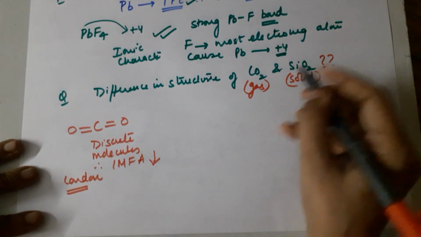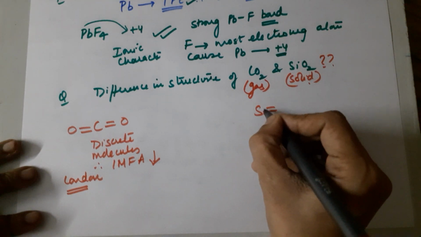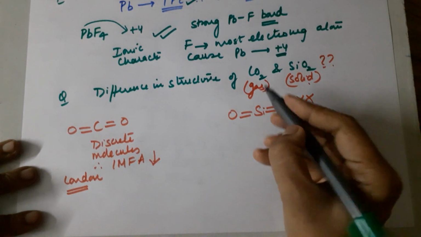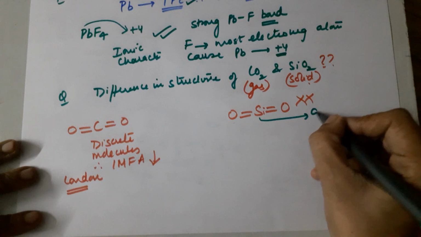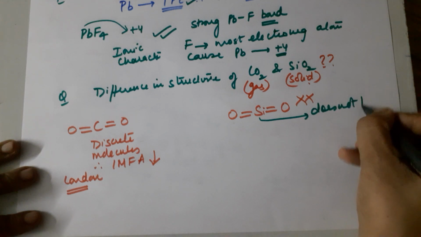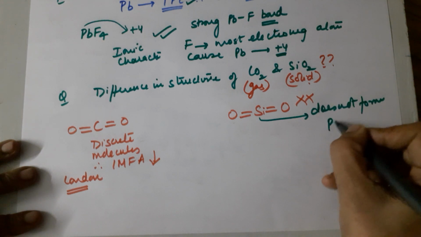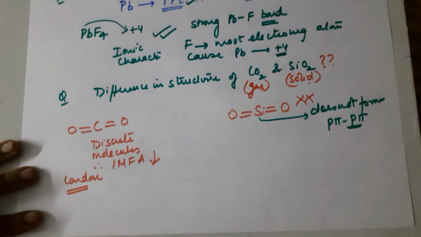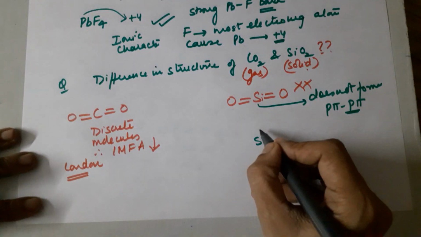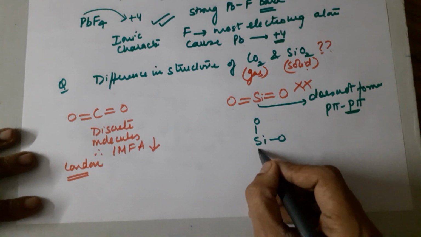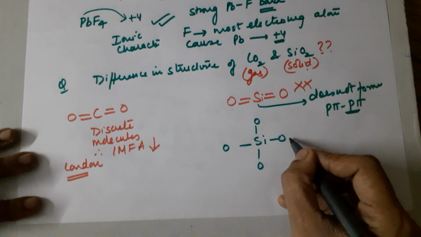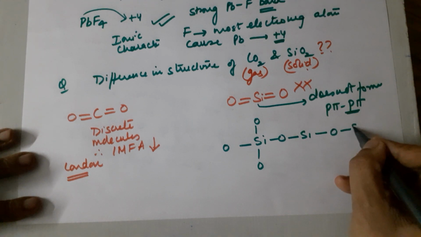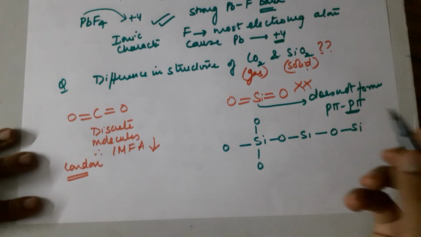When we talk about SiO2, SiO2 cannot form this. Why? Because silicon does not form p-pi multiple bonding. So, this is not possible. Hence, what does this structure look like? Each silicon is bonded to 4 oxygens like this, and each oxygen is bonded to 1 silicon like this, 2 silicons like this, owing to its valency.